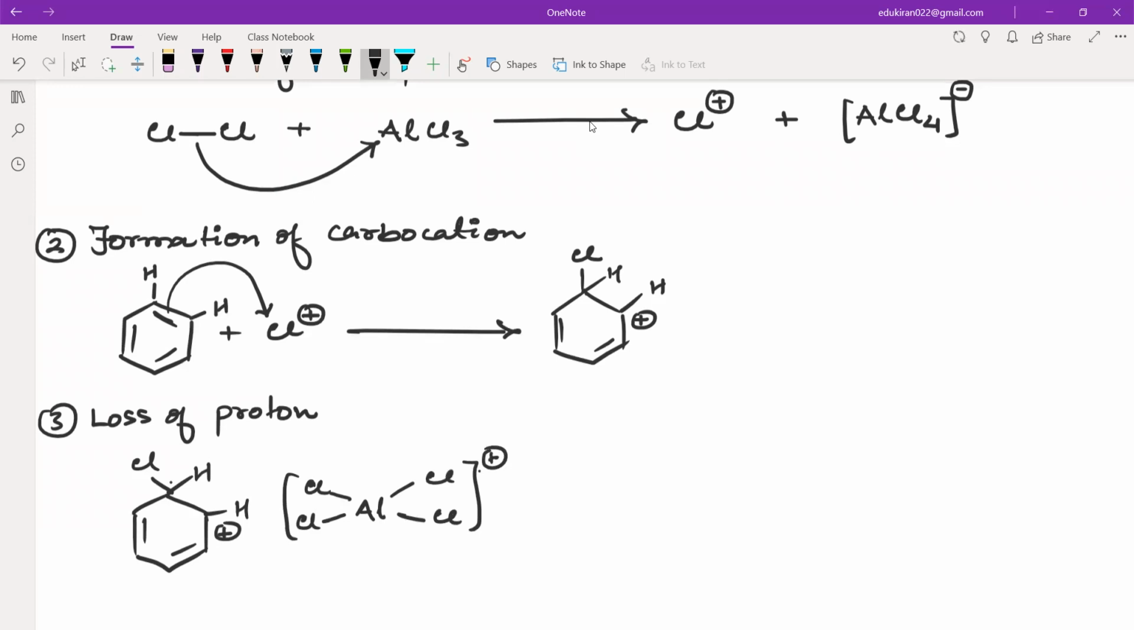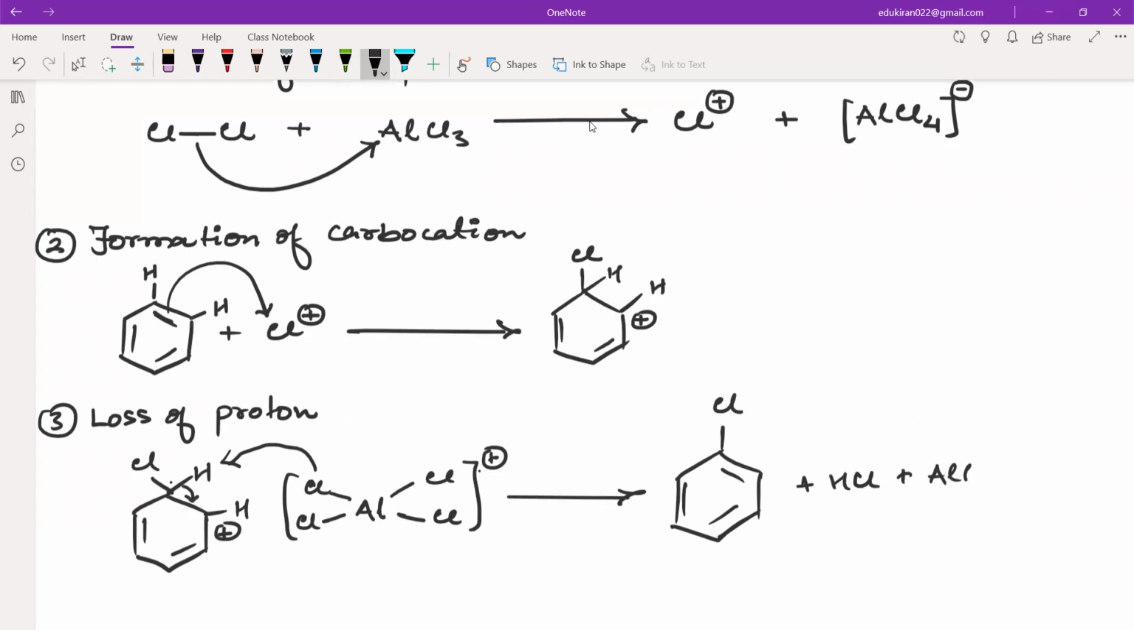Now one of the chlorine atoms attacks this hydrogen and forms HCl, and then you get AlCl3 as it was. So this AlCl3, which is used as a catalyst, is helping in this reaction, but it is not getting consumed. When it attacks this hydrogen, it loses this sigma bond, gives the electrons to this carbon atom, and we get HCl plus AlCl3. Okay, so this is the mechanism in halogenation. Is this clear, yes or no?